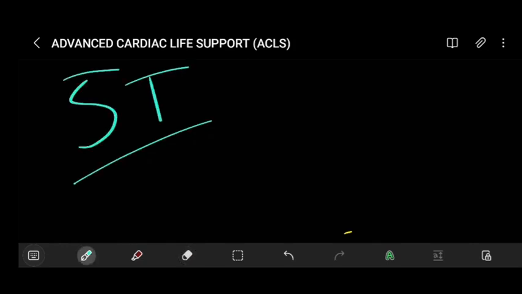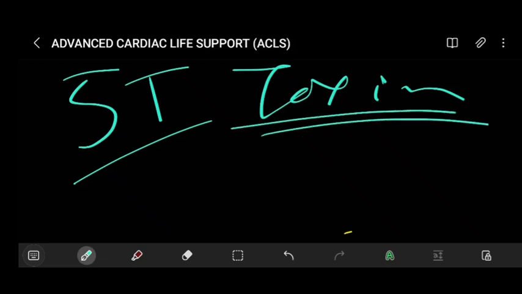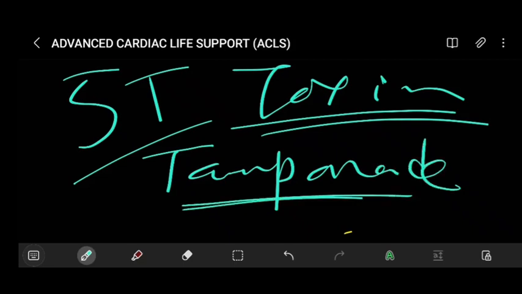What are the 5T? First, toxins. Some drug overdose may do this, like cocaine poisoning. Now tamponade. What is tamponade? When excess blood or any fluid surrounds the heart, then the heart can't pump properly. That is cardiac tamponade.